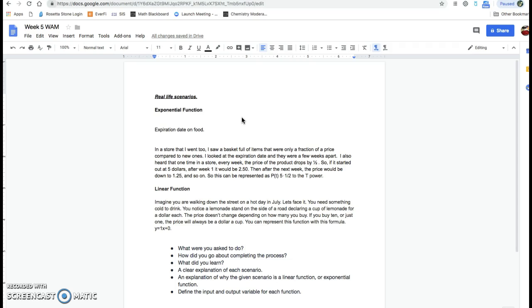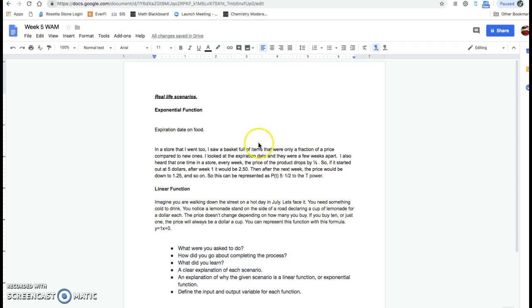I was asked to find an exponential function and a linear function based on real-life scenarios. I just thought of real-life scenarios and then thought of functions that I could place into them. I learned that there are a lot of real-life scenarios where these functions can be put into play.